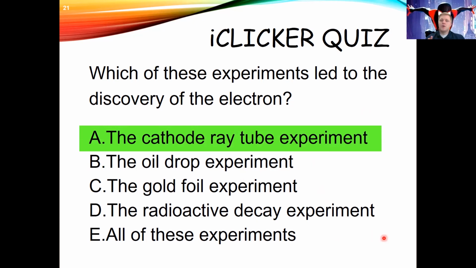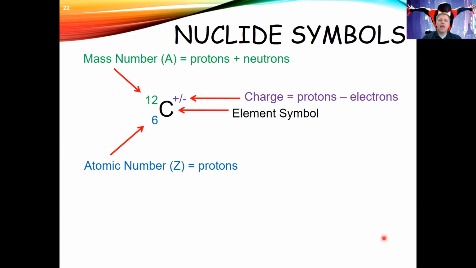All right, now let's get into how we represent different atoms of different elements. So here I'm giving the nuclide symbol for carbon. The nuclide symbol describes what's going on, not just in the nucleus, but in a single atom or in a population of atoms that are similar. So we have the mass number here, which is 12, which is the number of protons plus electrons. We have the atomic number, which is just the number of protons. We have the elemental symbol for carbon, which is the element corresponding to 6 protons.